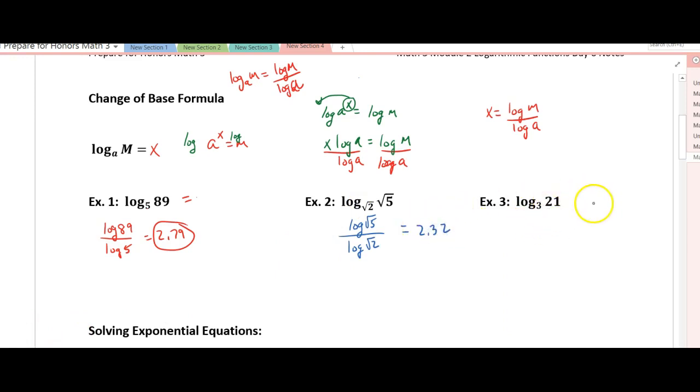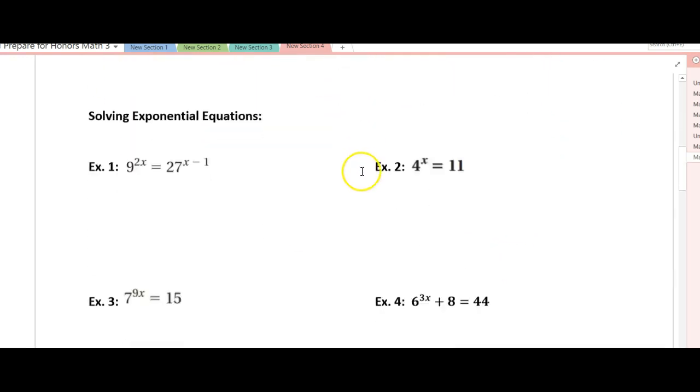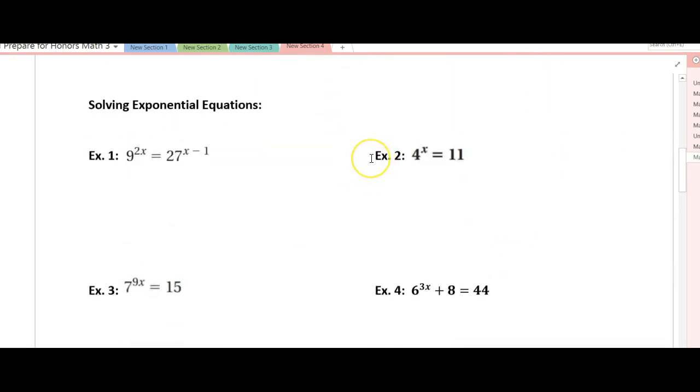2.32. And the last one here would be log of 21 over log of 3. And when you simplify that, you should get 2.77. Okay?